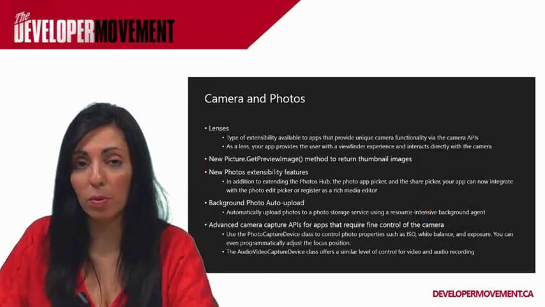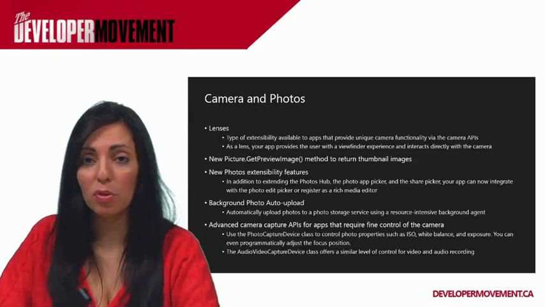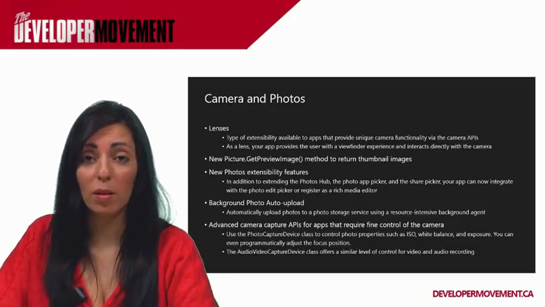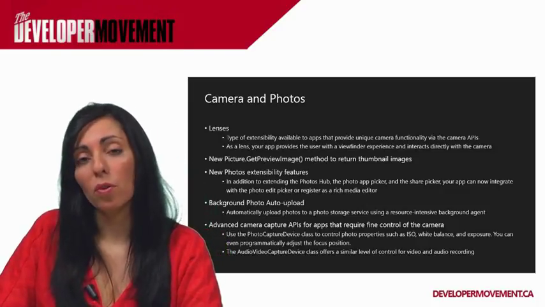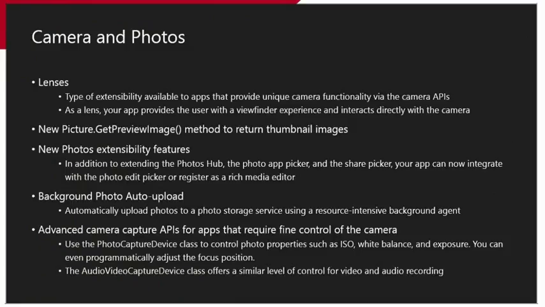Camera and photos. This is a big one, and I think a lot of people like to integrate the camera into their apps for various things. Food spotting and Foursquare. There are so many different apps I can think of that integrate a camera into the experience. Windows Phone 8 provides a Lenses application, which is a type of extensibility that is available for you to provide unique camera functionality using the camera APIs. This is something new to Windows Phone 8. It allows you to create really rich interactive applications using the Lenses application. As well, there are other camera features that are available, as listed on the screen. I'm not going to go through them all for the sake of time, but just know that they are there.